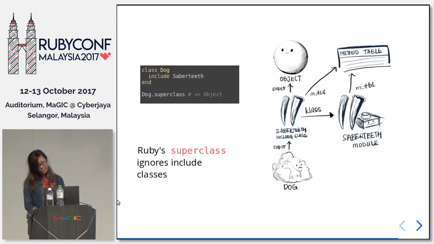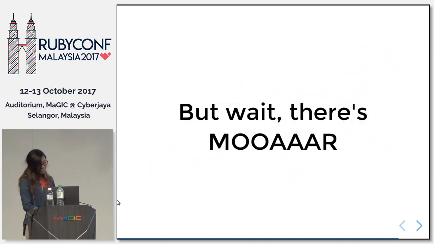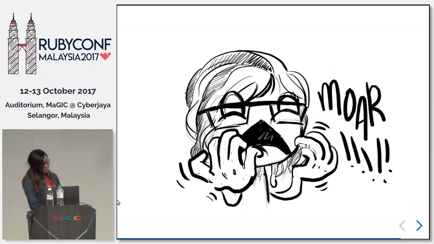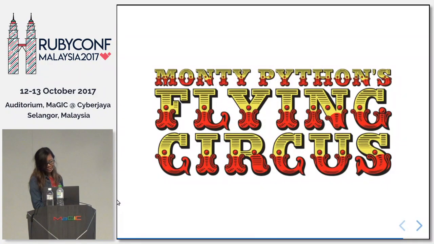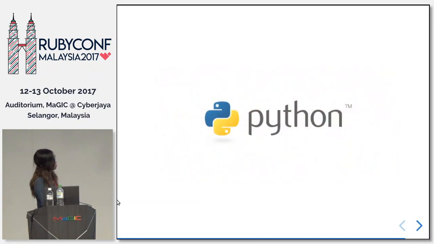Okay, so this is essentially where my talk ended when I gave it at RDRC, but since I was given slightly more time for this conference, about 5 minutes, I decided to add a little bit more content. Yay! I thought the best thing for a talk like this would be to compare Ruby's object model to the object model of another class-based OOP language. And so get ready, because it's Monty Python's Flying Circus. Yes, I will be talking about Python, specifically Python 3.